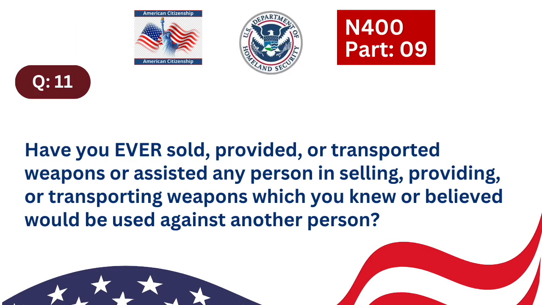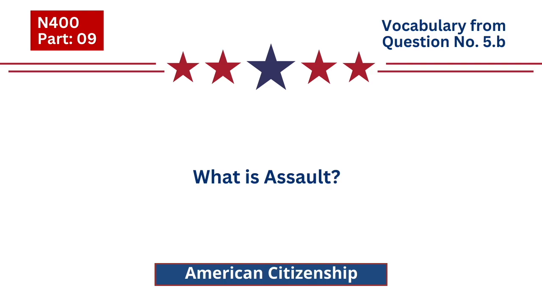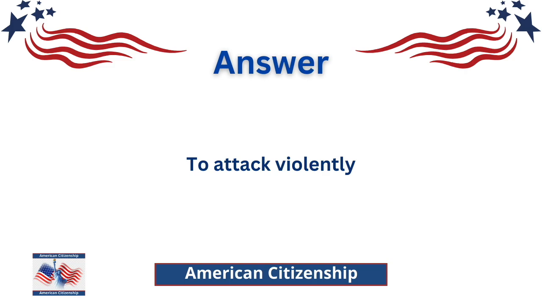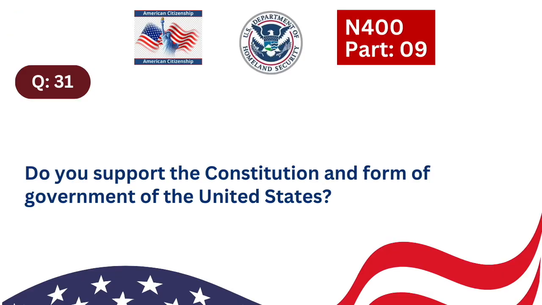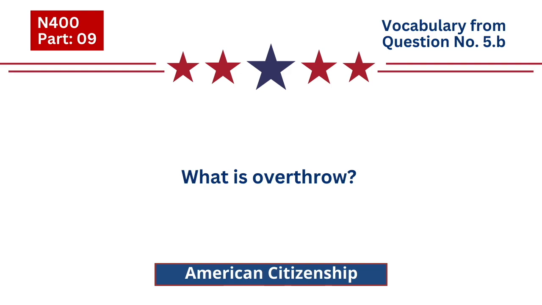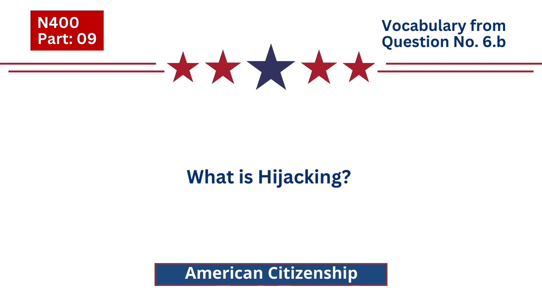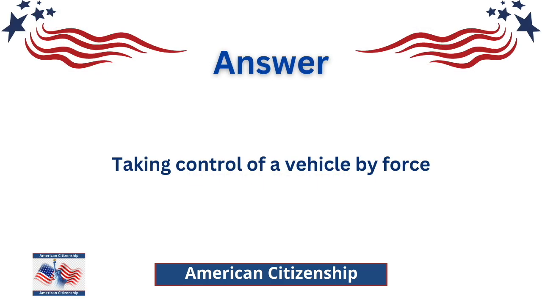Have you ever sold, provided, or transported weapons, or assisted any person in selling, providing, or transporting weapons which you knew or believed would be used against another person? No. What is assault? To attack violently. Do you support the Constitution and form of government of the United States? Yes. What is overthrow? To remove a government by force. What is hijacking? Taking control of a vehicle by force.